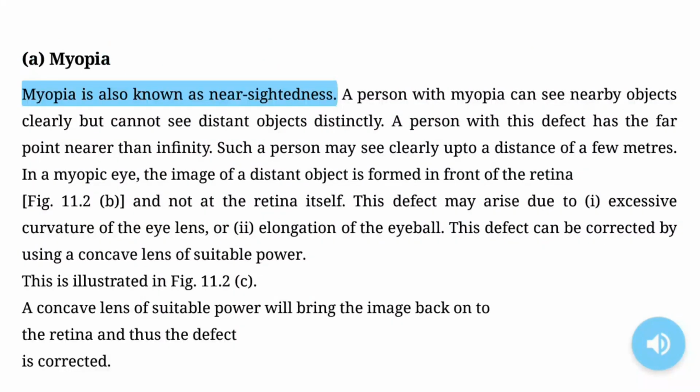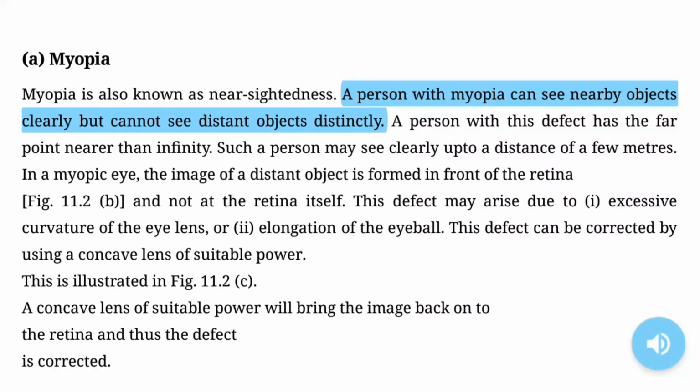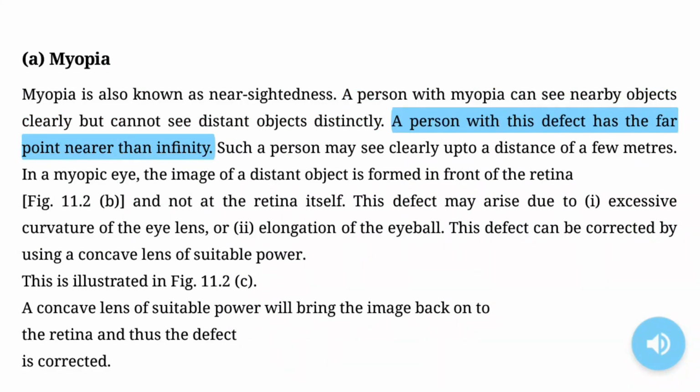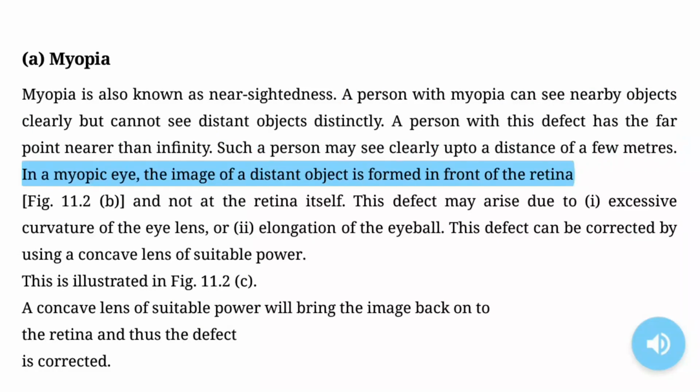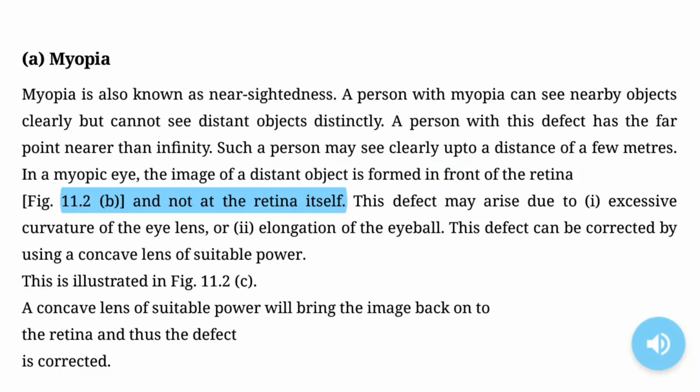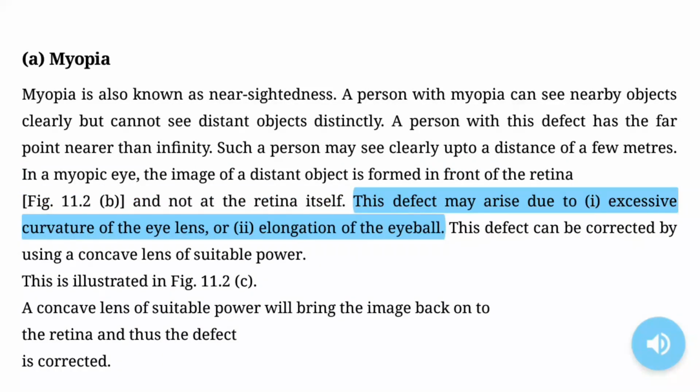A. Myopia. Myopia is also known as nearsightedness. A person with myopia can see nearby objects clearly, but cannot see distant objects distinctly. A person with this defect has the far point nearer than infinity. Such a person may see clearly up to a distance of a few meters. In a myopic eye, the image of a distant object is formed in front of the retina, Fig. 11.2b, and not at the retina itself.